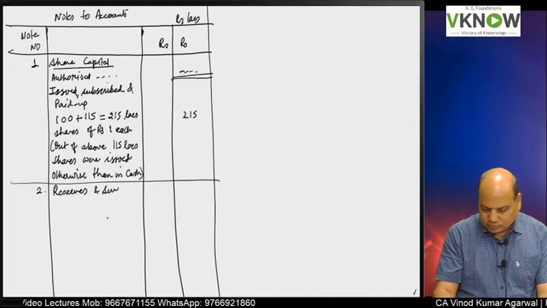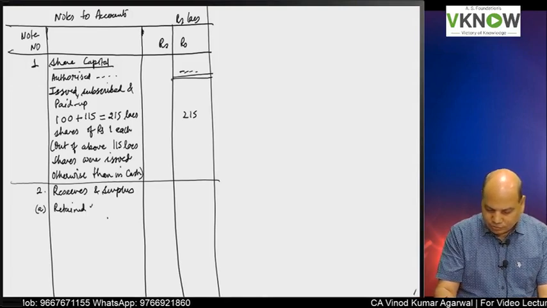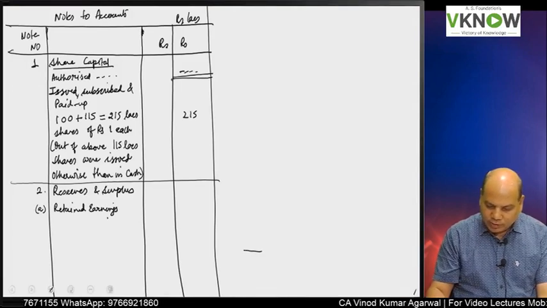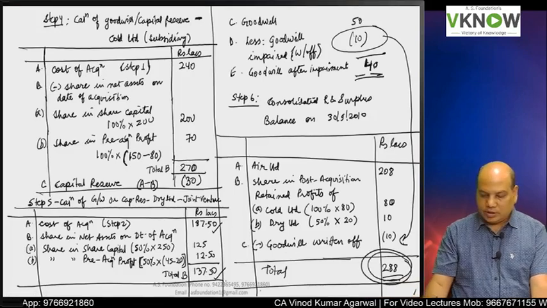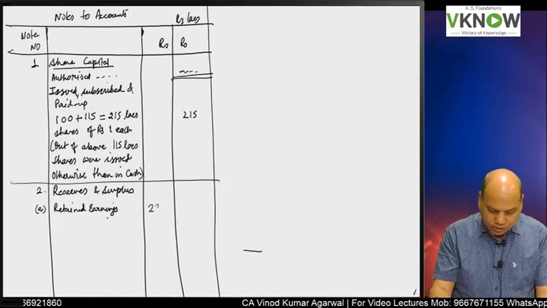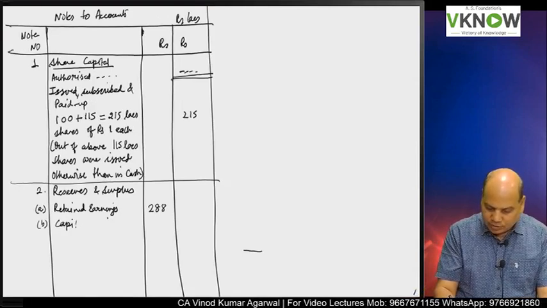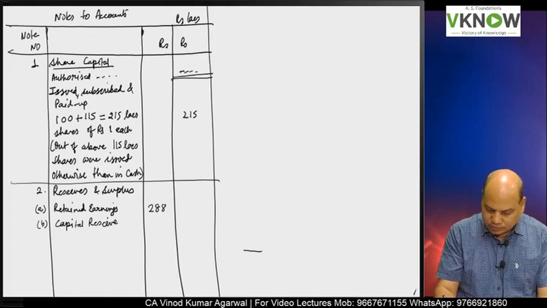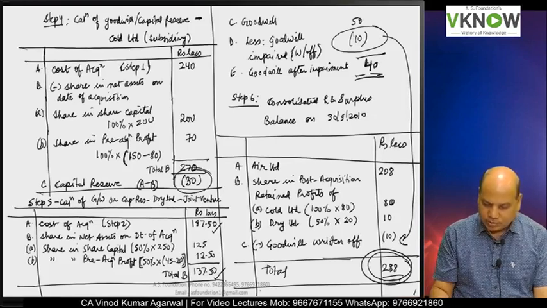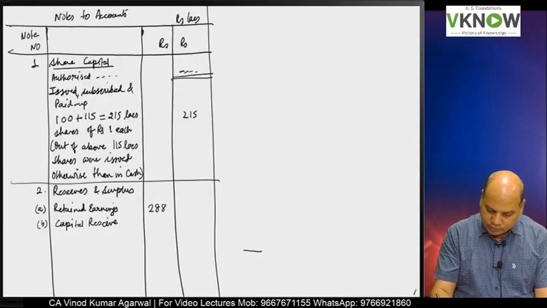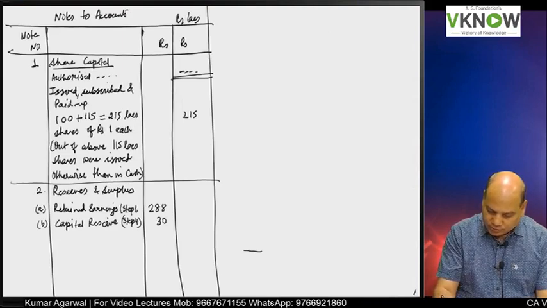Reserves and surplus. So here A, write down retained earning. Do you remember retained earning? We have prepared a working note, retained earning here, step 6, 288. Then next, there was a capital reserve in our calculation. Capital reserve, I will show you. Capital reserve 30 here, step number 4. Retained earning, step 6, 288.